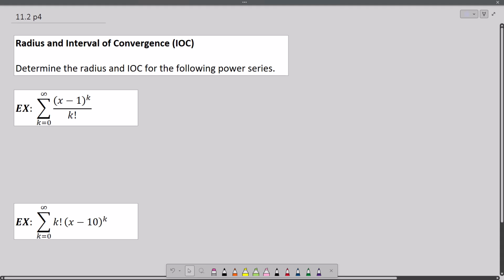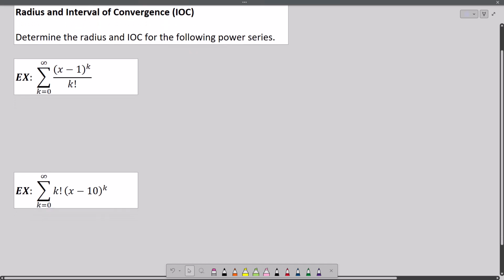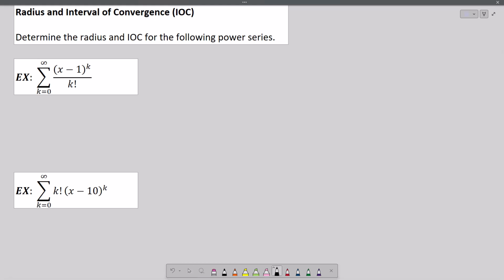Okay, now let's find the radius of convergence and the IOC, the interval of convergence, for the following power series. That's what we want to do. So the radius of convergence and the interval of convergence. We're going to use the ratio test. The ratio test has an absolute value in it. That's why we are getting absolute convergence.